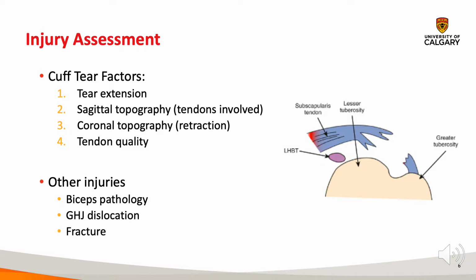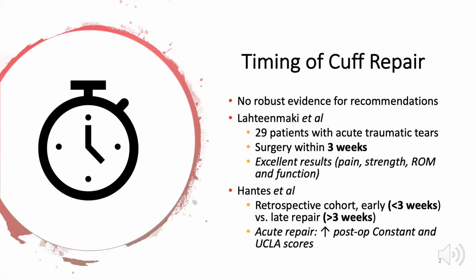In terms of other injuries, it's important in the acute setting to assess and make sure you're not missing any. Biceps pathology is common, especially in the setting of a subscapularis tear, as seen in the image on the right, with medialization of the long head of the biceps tendon with the full thickness subscap tear. And then also other injuries like a glenohumeral joint dislocation or fracture, which may be associated with acute rotator cuff tear. In terms of timing of the cuff repair, there isn't any robust evidence to make any recommendations to approach these patients.